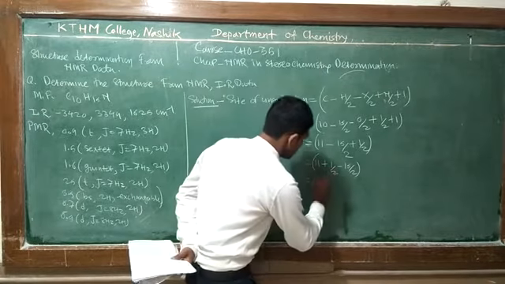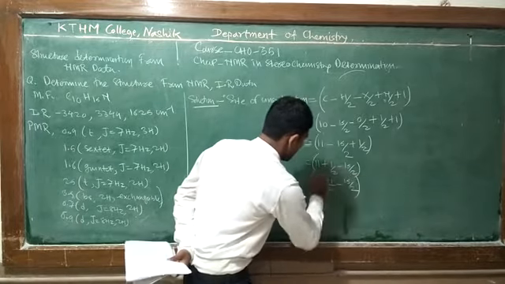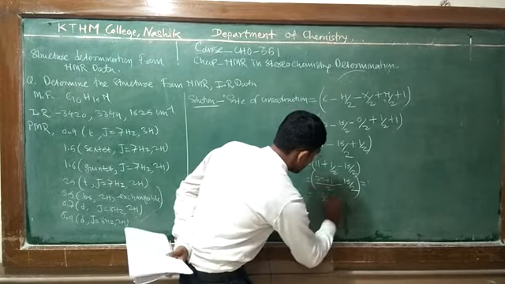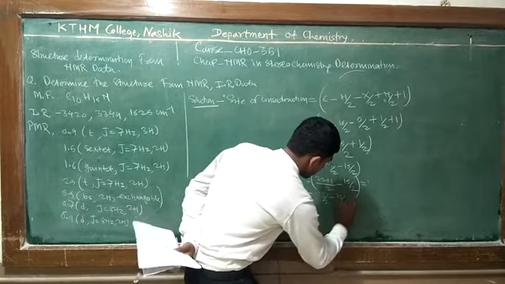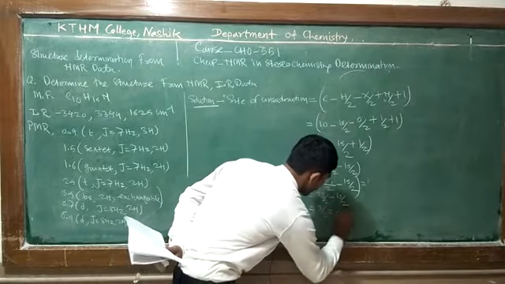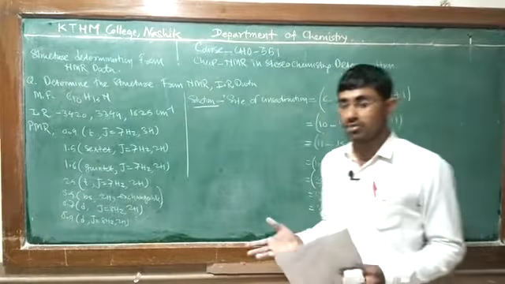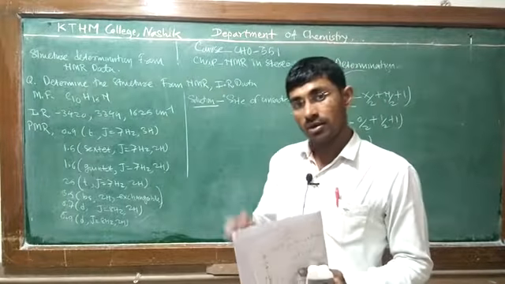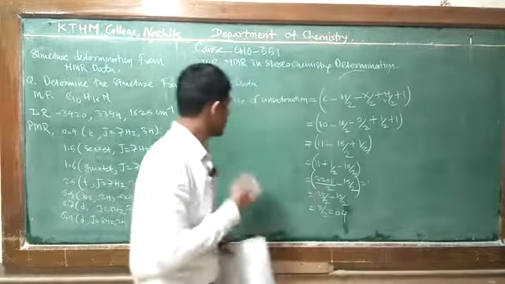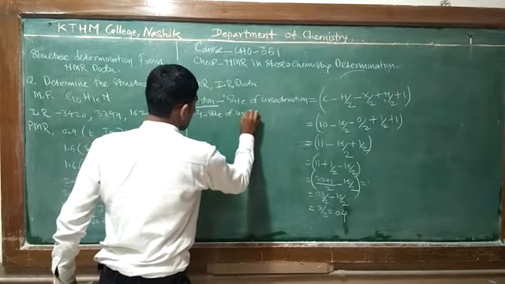11 into 2 is 22, plus 1, divided by 2, minus 15 by 2. So this comes out to be 23 divided by 2 minus 15 by 2. 23 minus 15 is 8, by 2 is 4. So in our structure there will be 4 sites of unsaturation. The possible structure may contain 4 sites of unsaturation. This is the first information: 4 sites of unsaturation.